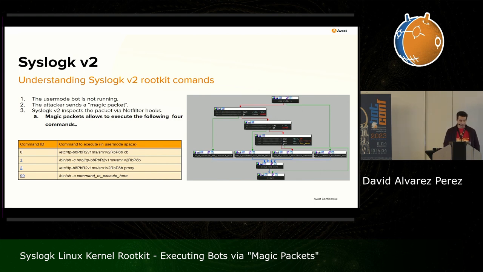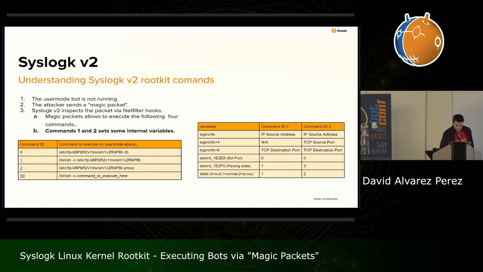If you take a look at the table, you can see that there are three commands that execute the bot: command 0, command 1, and command 2. And finally, there is an additional command, which is command 99. What it does is execute arbitrary commands in user mode space. So it can start the bot, but it also has its own payload executing commands in user mode space. Command 0 executes the bot in callback mode. Command 1 executes the bot in normal mode, I mean without parameters. And command 2 executes the bot in proxy mode. Of course, commands 1 and 2 update some internal variables. Command 0 is not fully implemented, and it contains bugs.